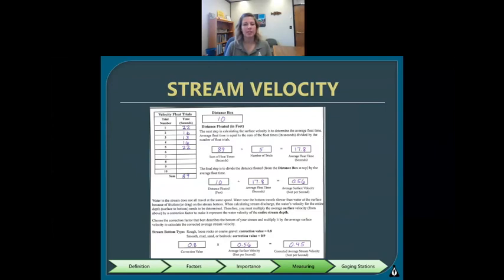Okay. So for our example, we did the 10 feet float distance. These are our float trials. We did 5 float trials, and they range from 22 seconds down to 13 seconds. And the sum of those was 89. We divide that by our number of float trials, which was 5, to give us an average float time of 17.8. And then we take our distance floated, which was 10 feet, divide that by our float time, and that gives us an average surface velocity of 0.56 feet per second.